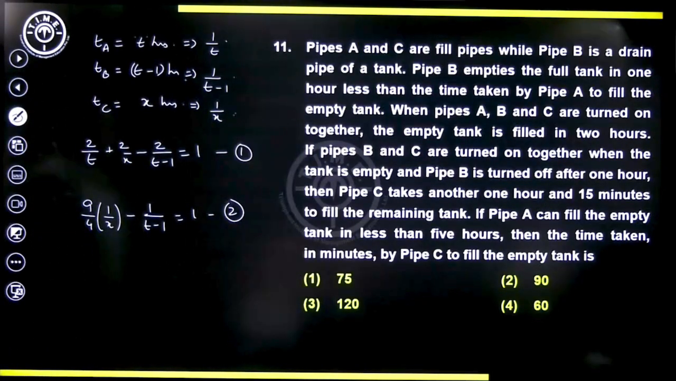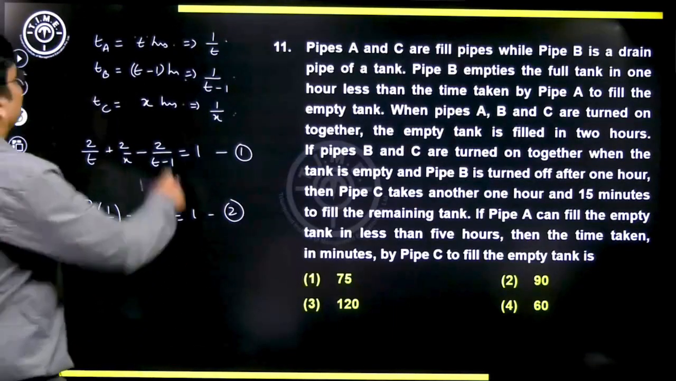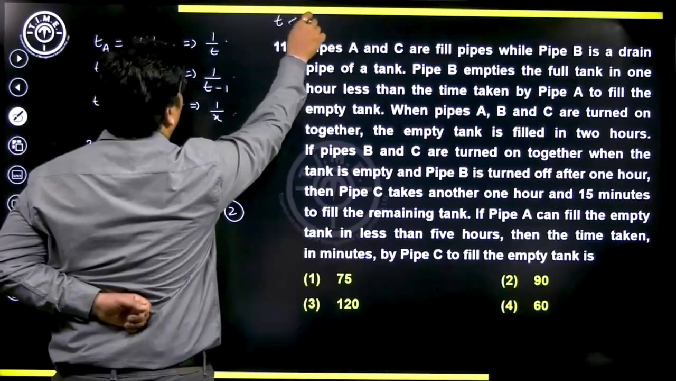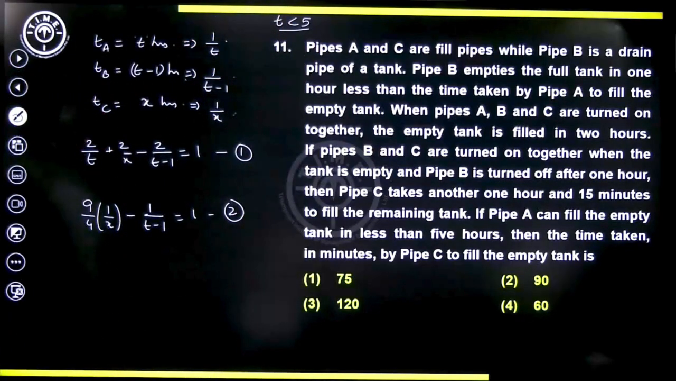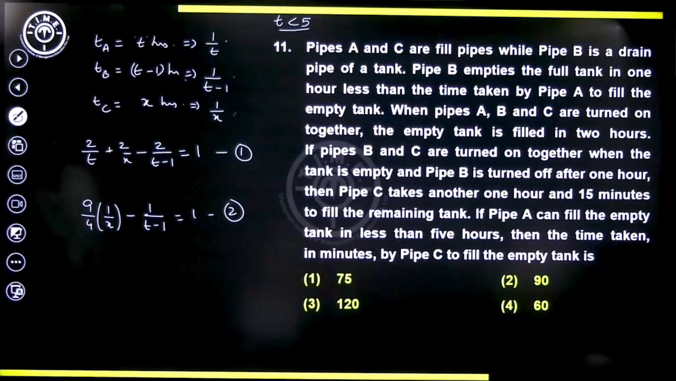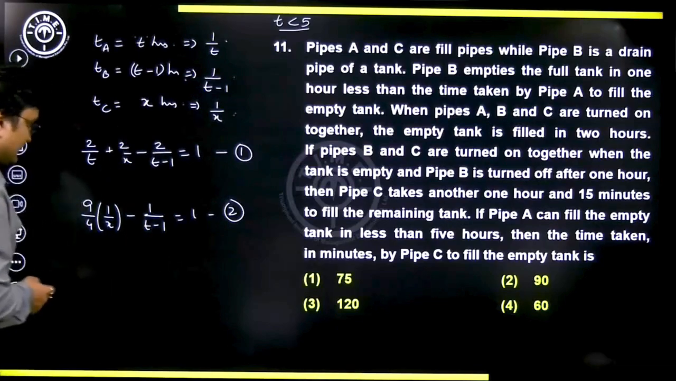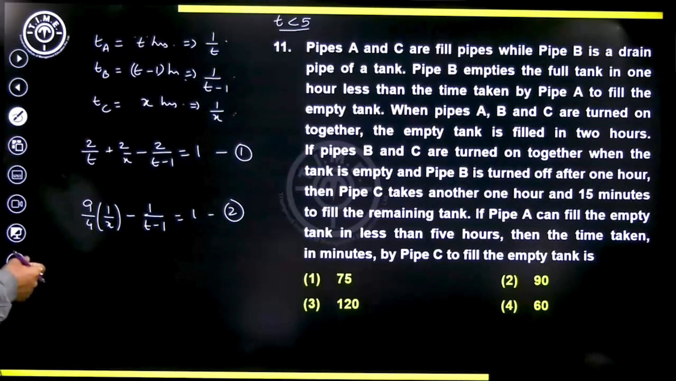If pipe A can fill the empty tank in less than 5 hours, so that means this T is given to be less than 5 hours. Then the time taken in minutes by C to fill the tank. So we have to find out X basically. So let's try to do one thing here. Can we directly eliminate T? No, we can't.